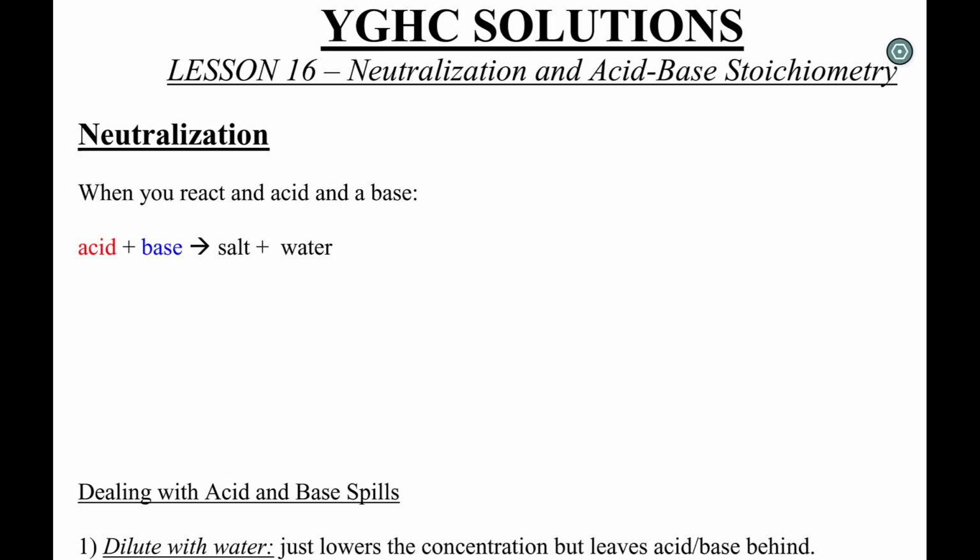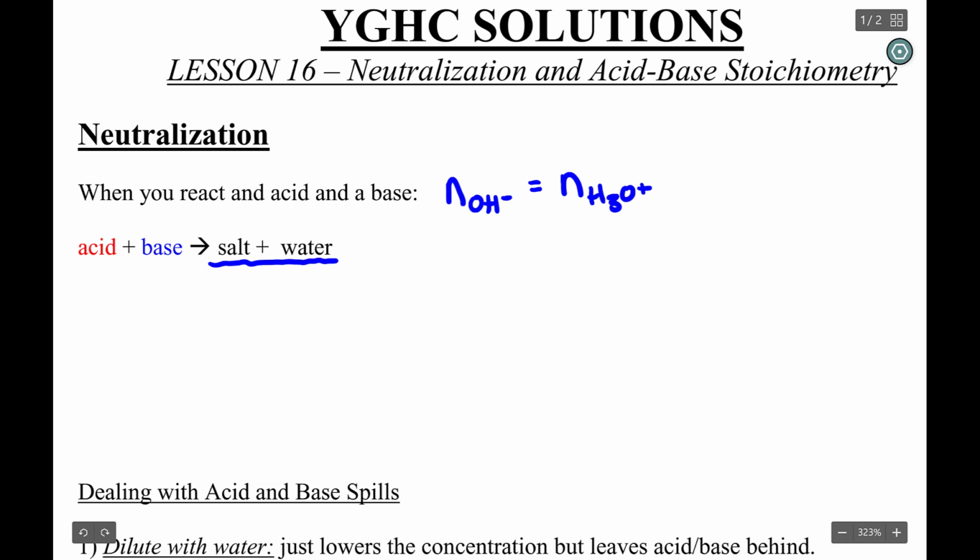In today's lesson, we are going to look at the neutralization of an acid and a base, as well as some acid-base stoichiometry. What we'll start with first, though, is neutralization. A neutralization would happen if you reacted an acid and a base, and a complete neutralization would happen if the number of moles of the base was equivalent to the number of moles of the acid. If that happened, then what you would make is an ionic salt and water.